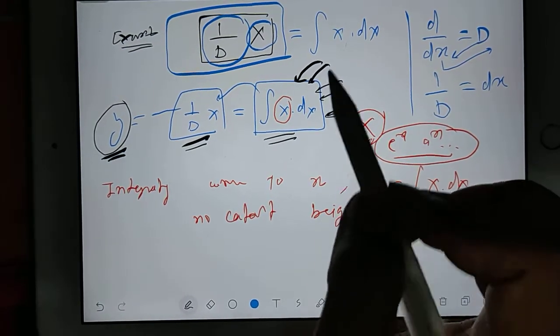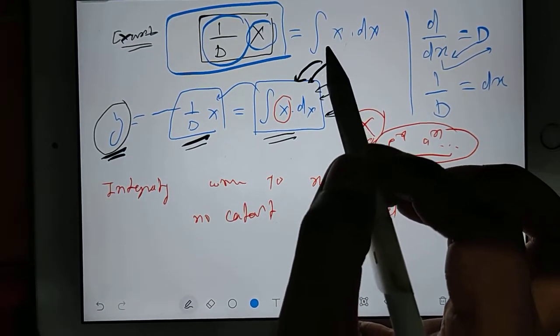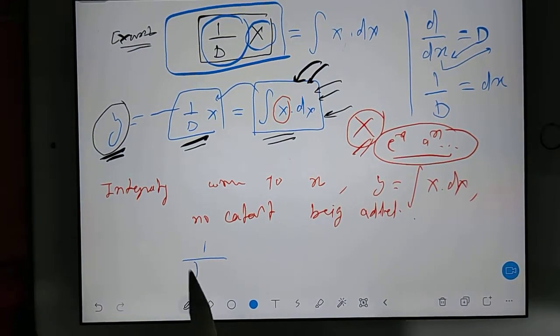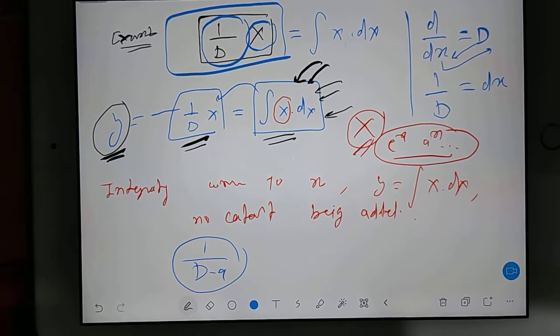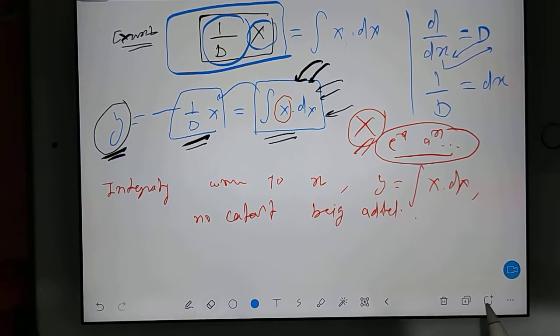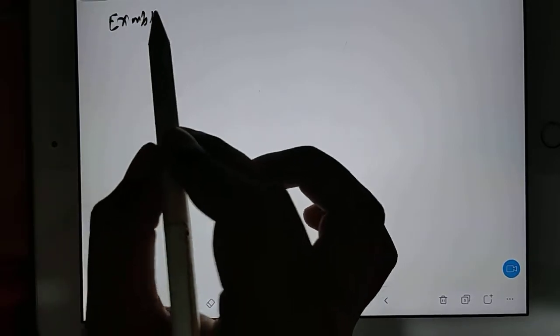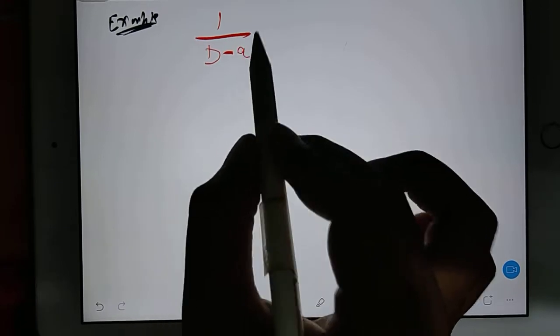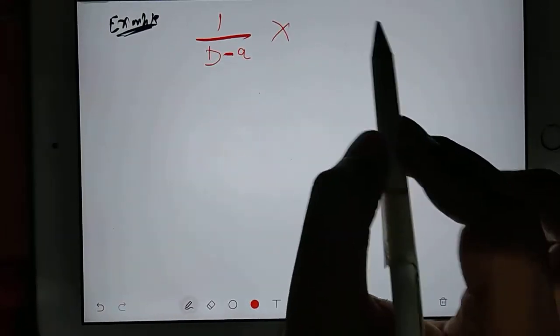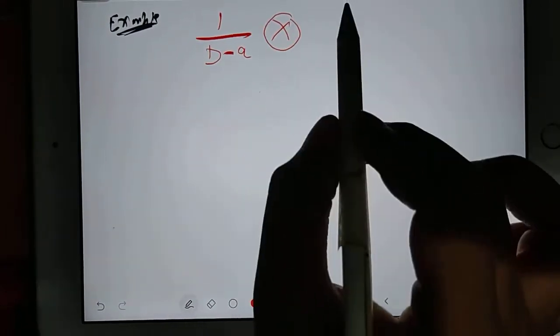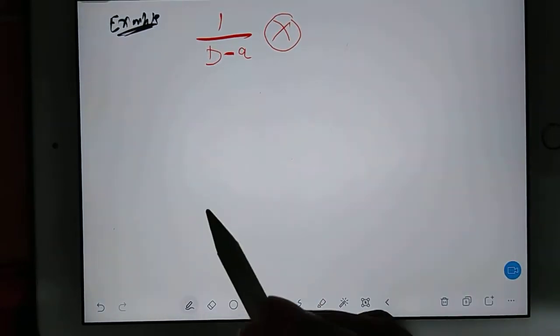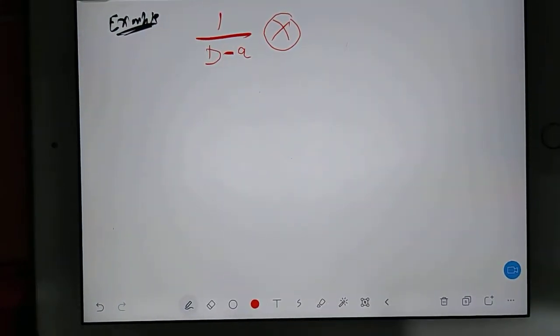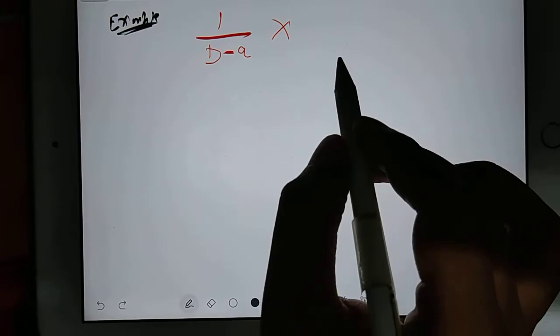In same way, there is one more standard case. Sometimes 1 by D minus a will come. How will you tackle that part also? So I will change the page. Another example. So these two are standard cases. Then I will jump to the example. Another example. Sometimes we have to tackle this kind of situation. D minus a with any function. Again, I am saying this is not x here. It is representing any function of x, right? So when this kind of situation will come, what can we do?